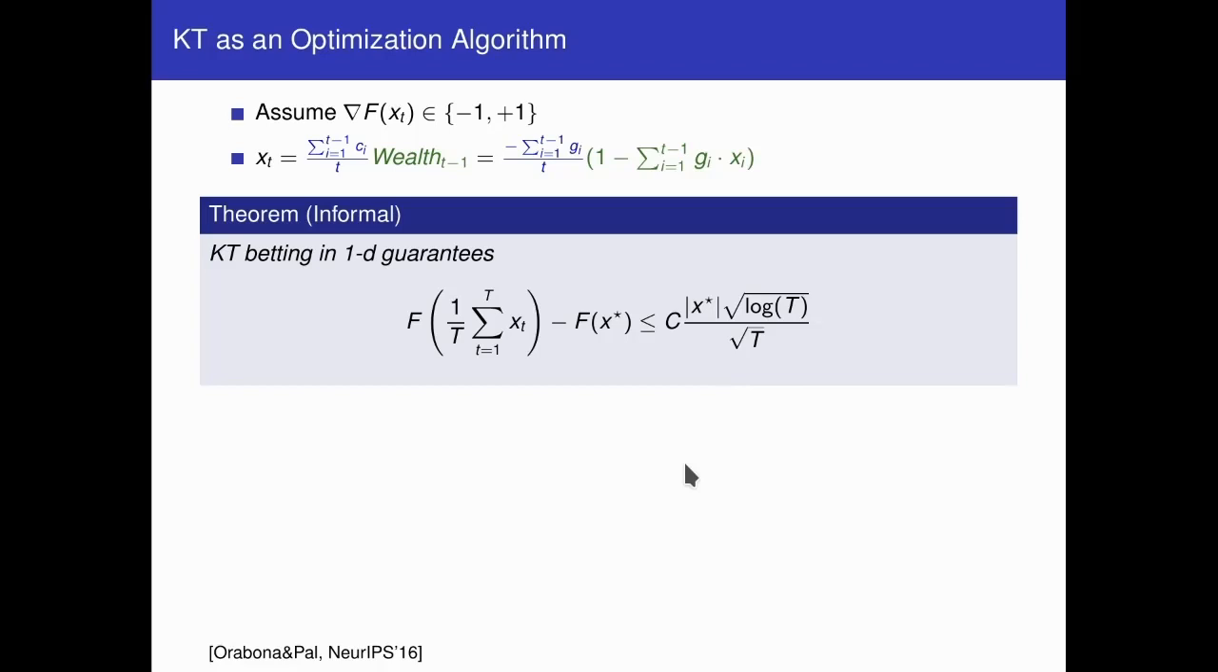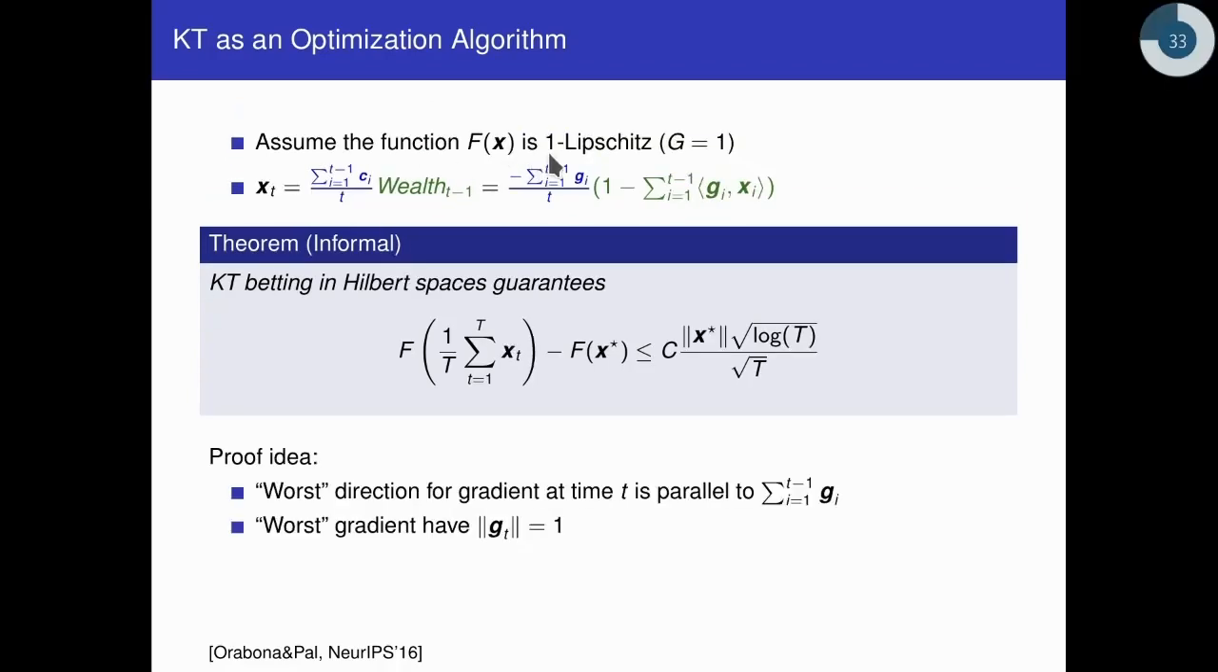Now, everything seems good, but this is one-dimensional. The gradients are just +1 or -1. It seems a toy algorithm. But actually, we can use it for any function that is 1 Lipschitz in any number of dimensions, even infinite. It doesn't have to be 1 Lipschitz, by the way. I mean, it has to be any Lipschitz. You just have to know the Lipschitz constant. And the algorithm is exactly the same. The only thing that you change is that the multiplication here becomes an inner product. And in the convergence rate, the norm will appear.